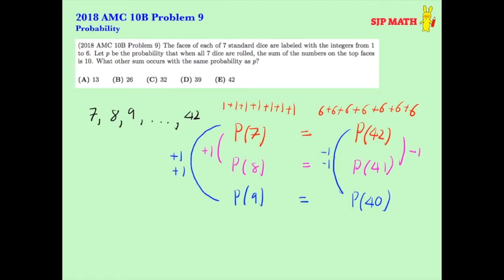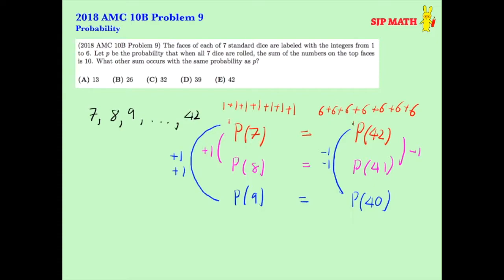So we found a pattern here. The probability of getting the smallest possible sum is equal to the probability of getting the largest possible sum. The probability of getting the second smallest possible sum is equal to the probability of getting the second largest possible sum. The probability of getting the third smallest possible sum is equal to the probability of getting the third largest possible sum. So I'll just mark that there.